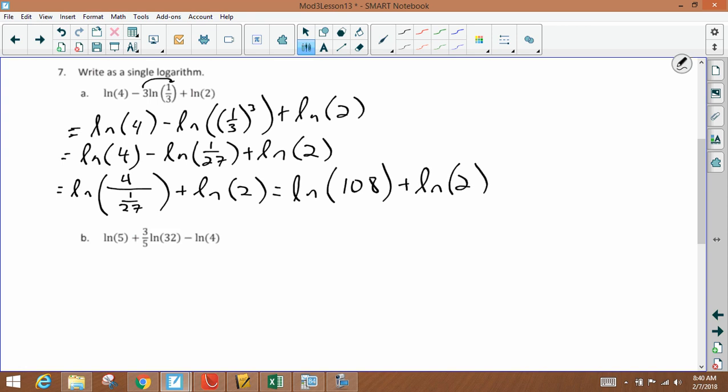And now I'll use the property of logarithms that says that if I have a log of x times y, I can write that as the log of x plus the log of y. So I'm going the other way, I'm going to write this as a product. So 2 times 108 is 216. And there we go, we have written it as a single logarithm.